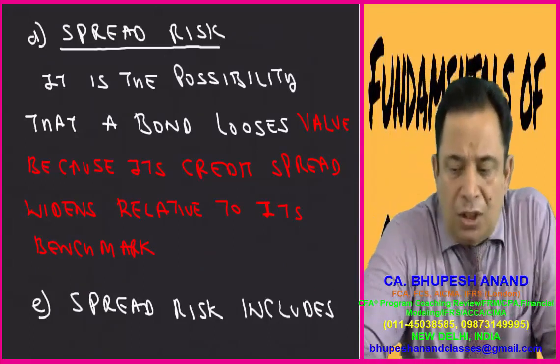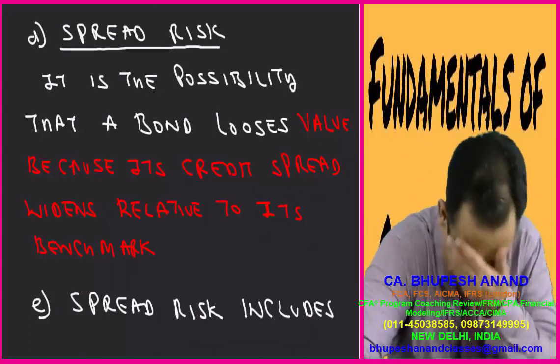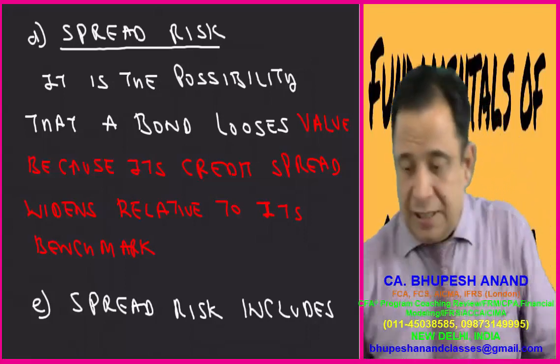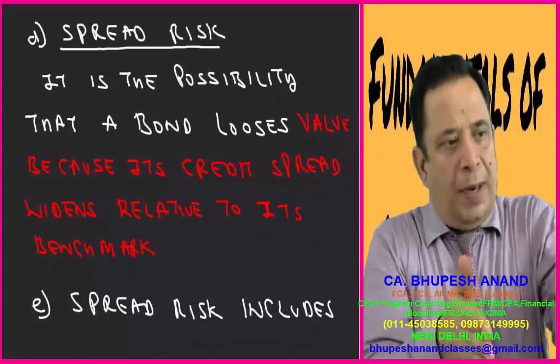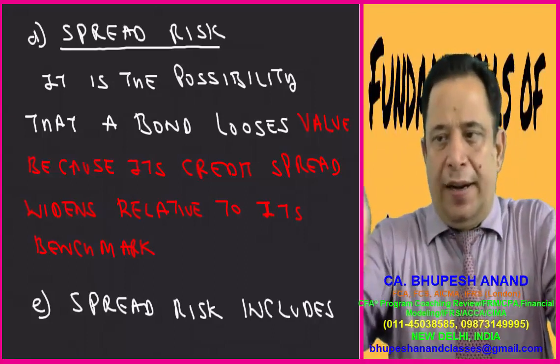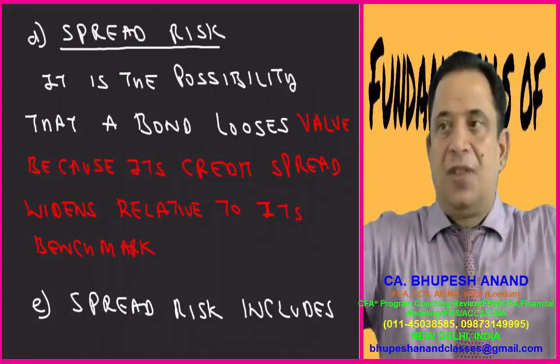and the other is spread risk. It is the possibility that the bond loses value because its credit spread widens relative to its benchmark. Spread risk, please write down spread risk. It means the difference between the corporate bond rate and the benchmark rate. If it increases, if it widens, it is named as spread risk.